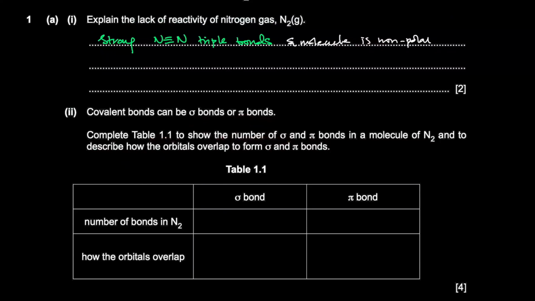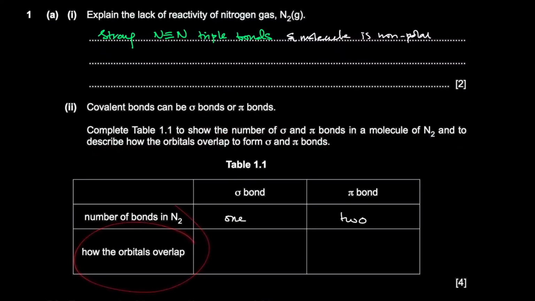You will always have one sigma and exactly one between two covalently bonded atoms, right? So you have one sigma bond and then we have two pi bonds, because you have a triple bond. And in the sigma bond, what happens? The orbitals overlap head on, also known as a direct overlap.